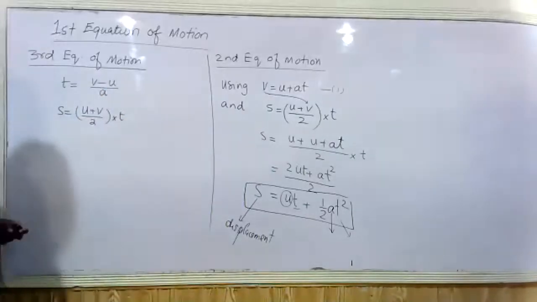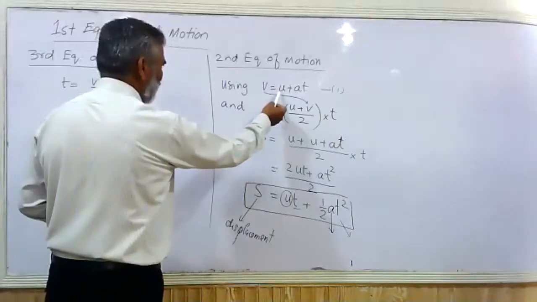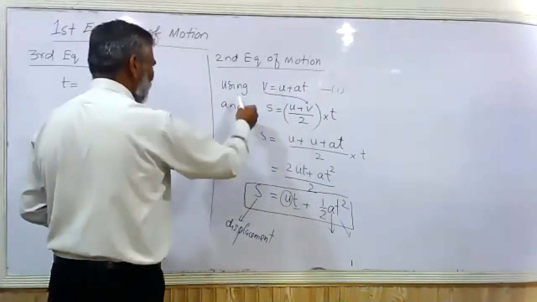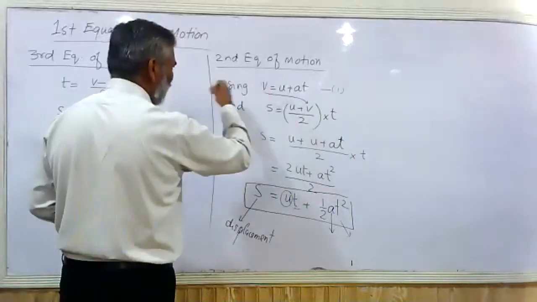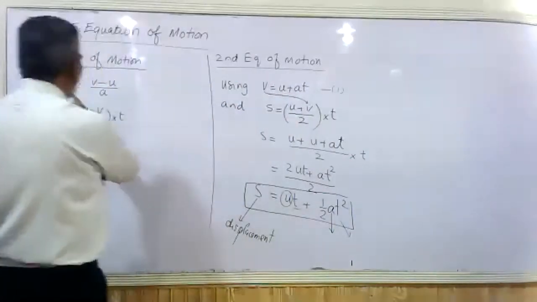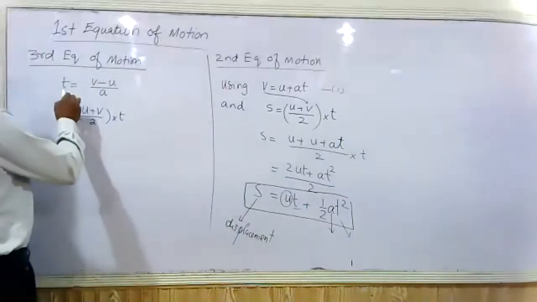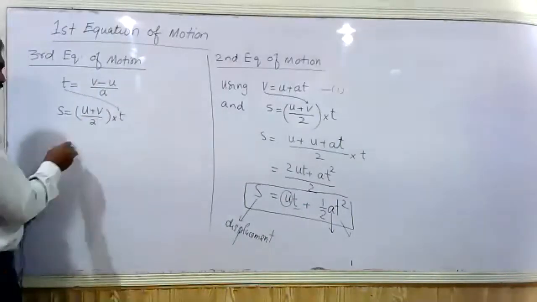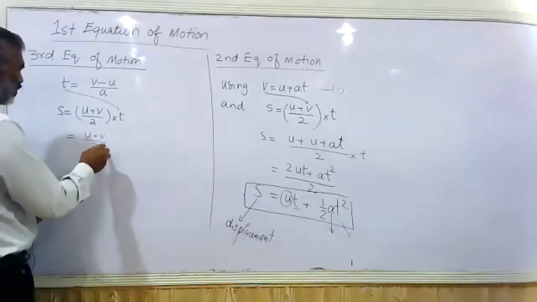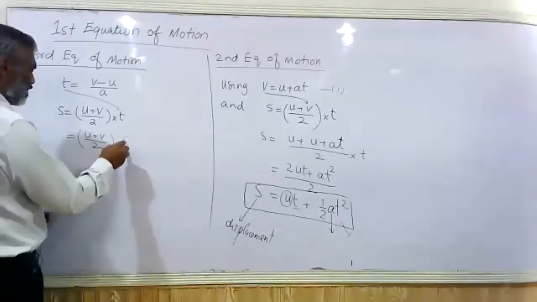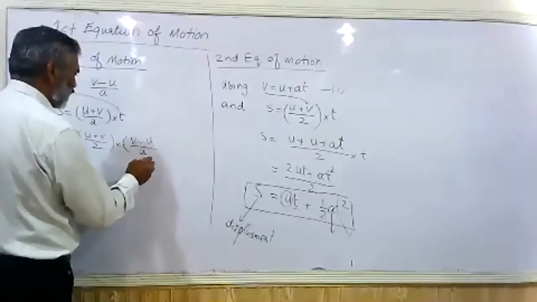So I have basically rearranged this equation. I have taken this u to this side, so v minus u, and then divided v minus u by this a. So t remains and becomes the subject of this equation. You replace this t here. So it becomes u plus v over 2, and this becomes v minus u over a.